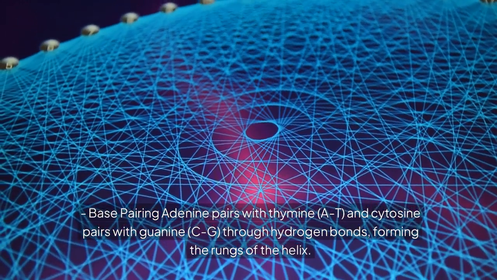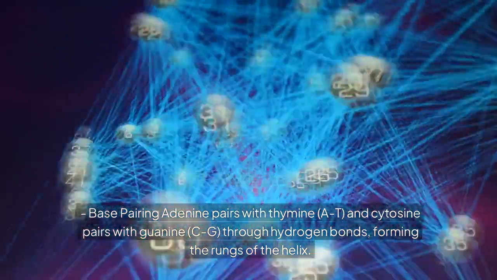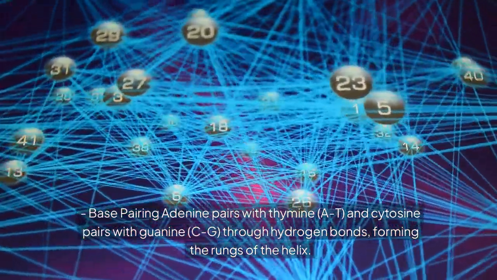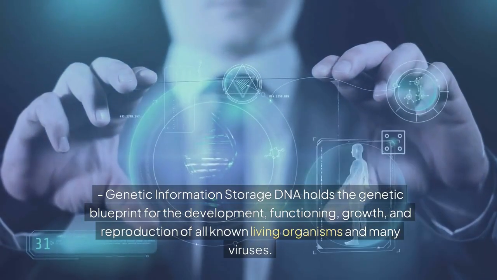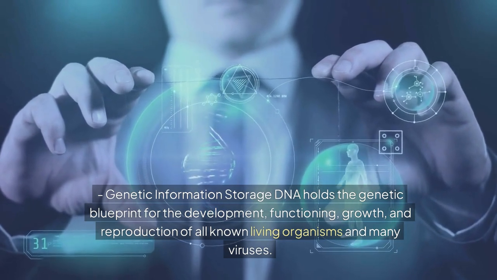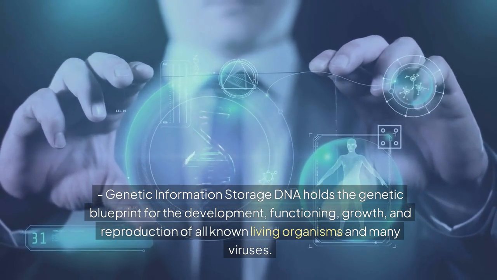Base pairing: adenine pairs with thymine (A-T), and cytosine pairs with guanine (C-G), through hydrogen bonds, forming the rungs of the helix. Function. Genetic information storage. DNA holds the genetic blueprint for the development, functioning, growth, and reproduction of all known living organisms and many viruses.